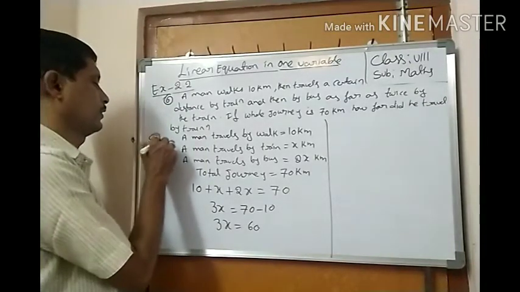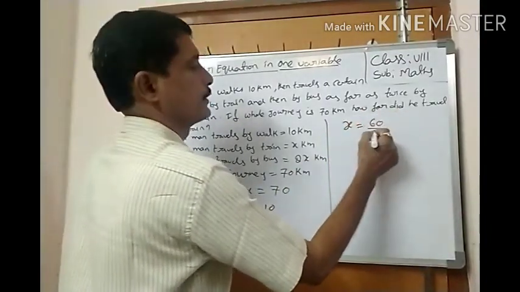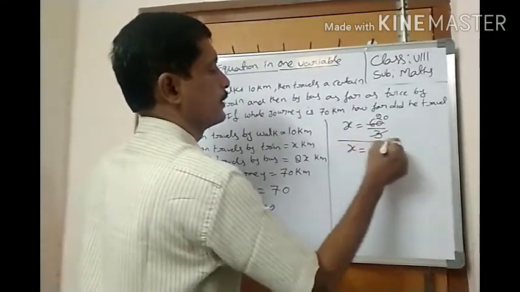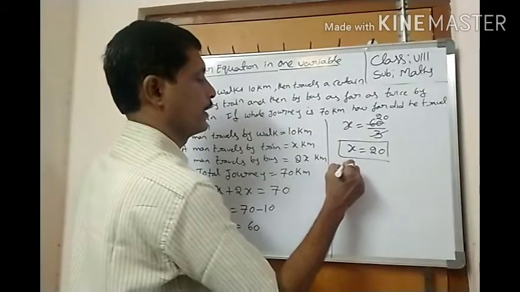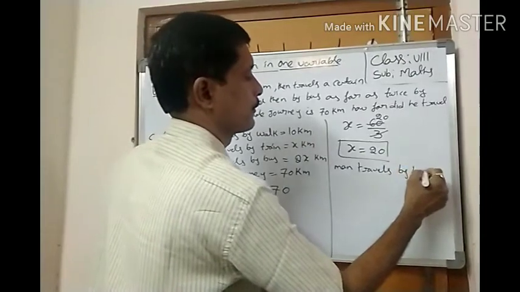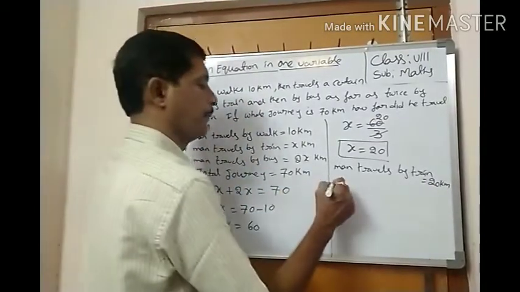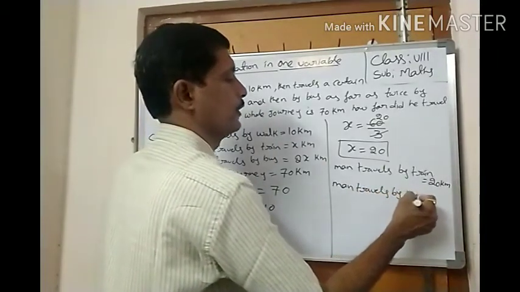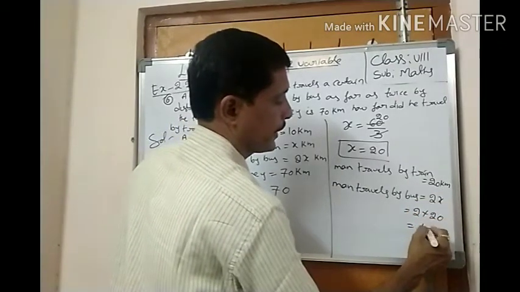Solution. Here x equals 60 by 3, that is 20. Therefore x equals 20. So, the man travels by train, that is equal to 20 kilometers. Suppose you are asking by bus also, then the man travels by bus, that is equal to 2x, therefore 2 into 20, that is equal to 40 kilometers.